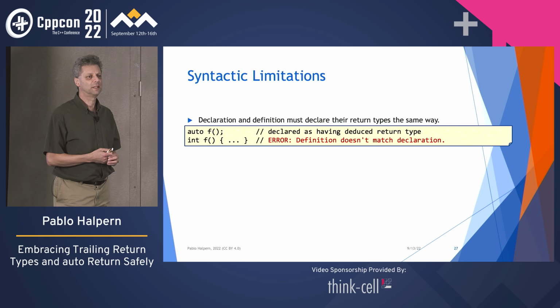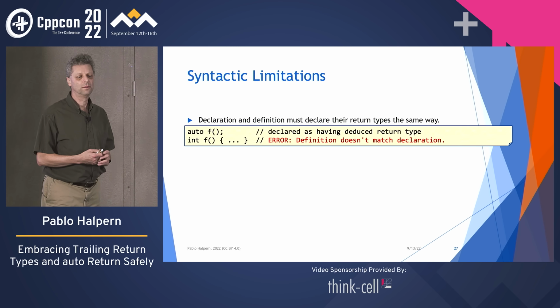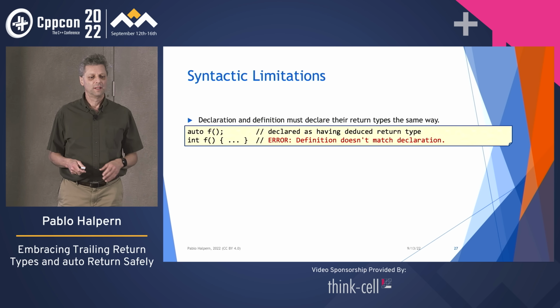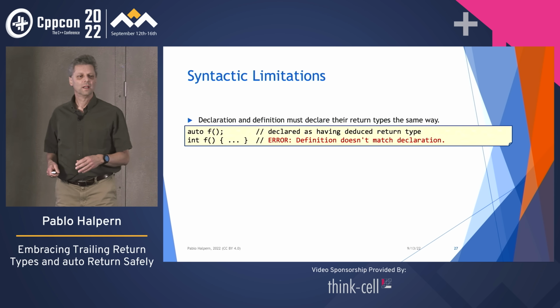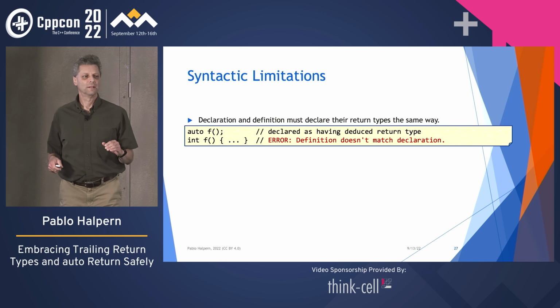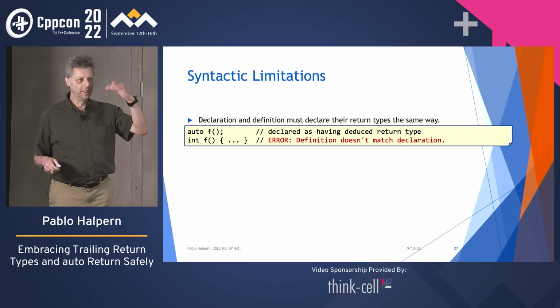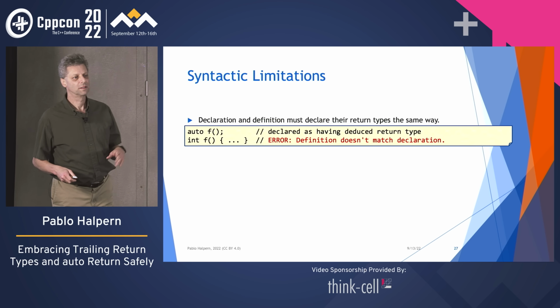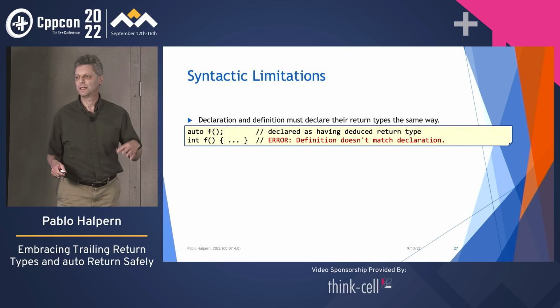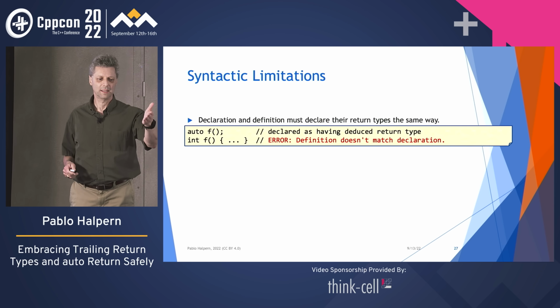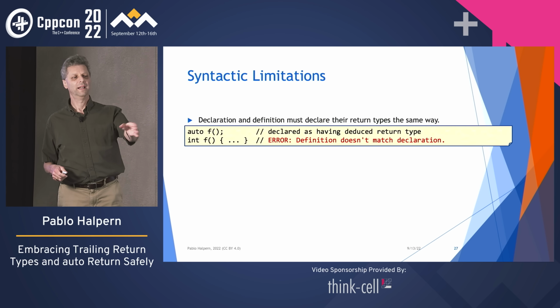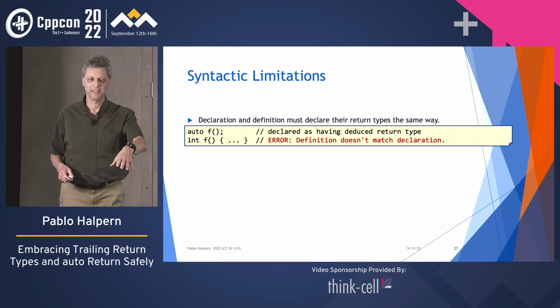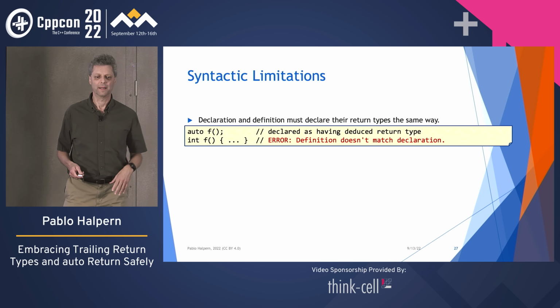There are syntactic limitations as well to the use of these deduced return types. First of all, the declaration and the definition have to match, and so do any redeclarations. So either it's deduced or it's not deduced, but you can't change your mind in the middle. In this example, we changed our mind. We say it's deduced, no, actually it's int. No, you can't do that.